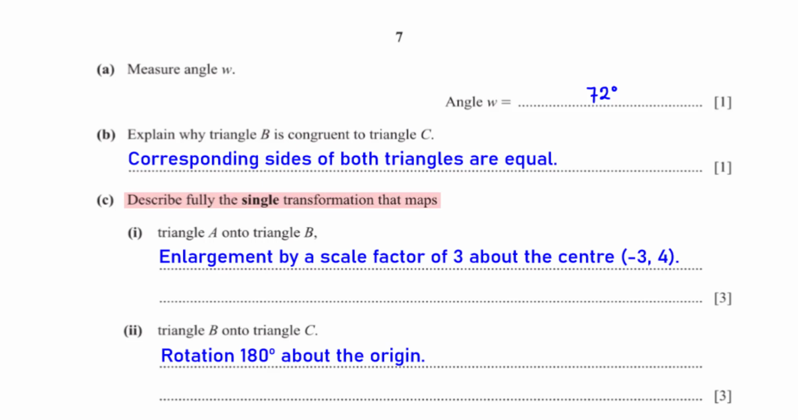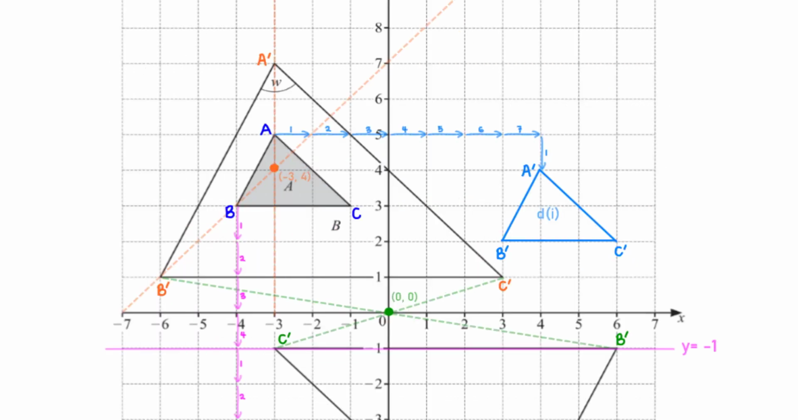Describe fully the single transformation that maps triangle A onto triangle B. When we look at both triangles A and B, we can tell straight away that this is an enlargement by a scale factor of 3 because each of the sides of the image, which is triangle B, is 3 times its corresponding sides in triangle A. This is a positive scale factor because both triangles have the same orientation.